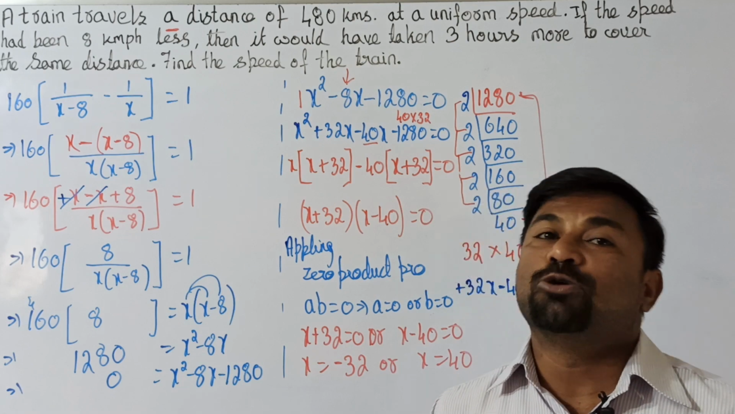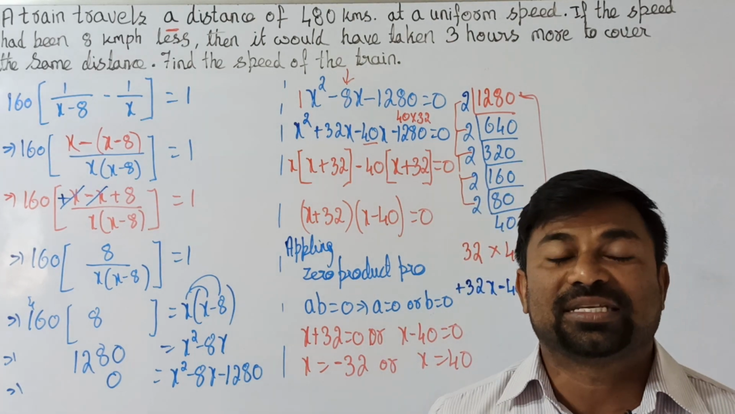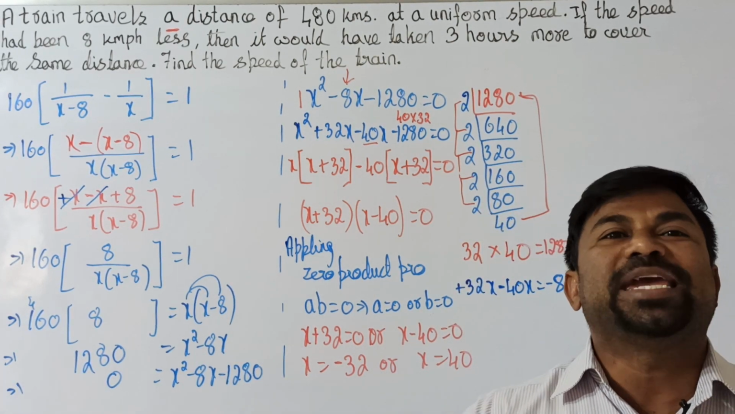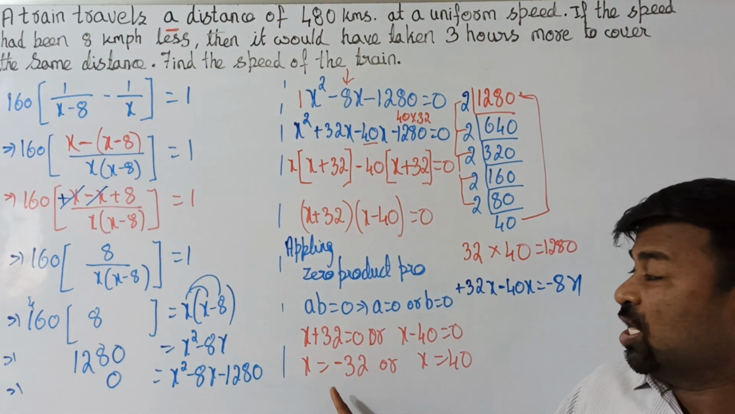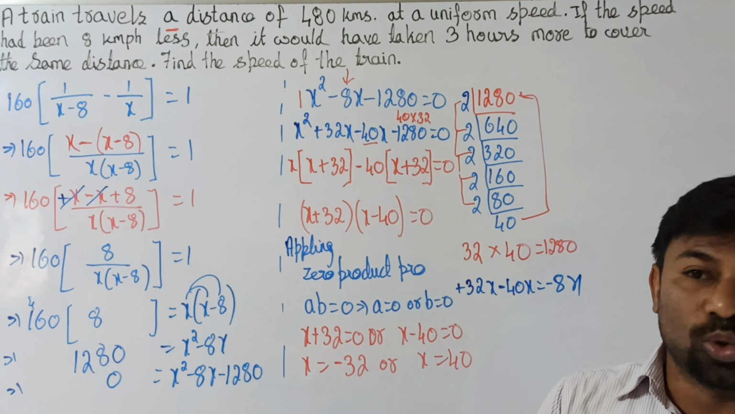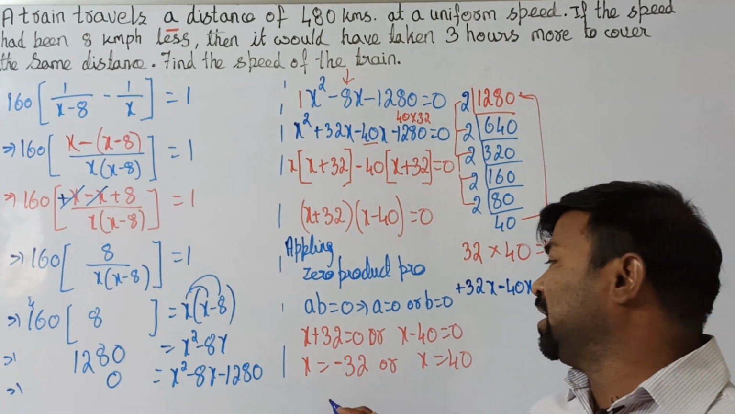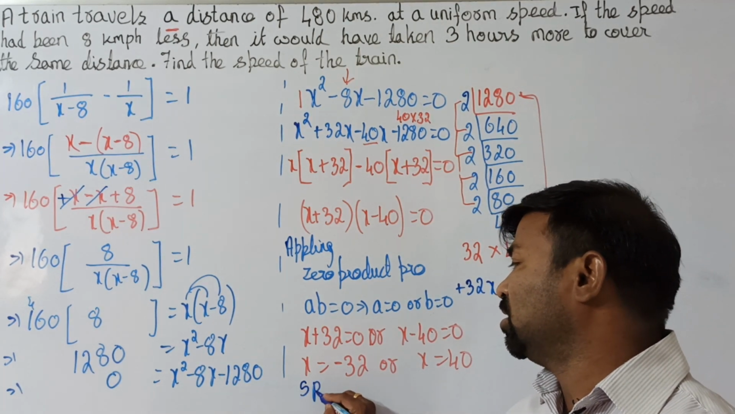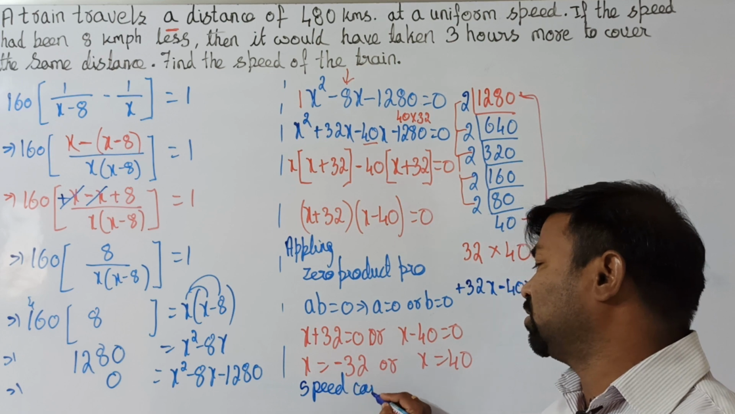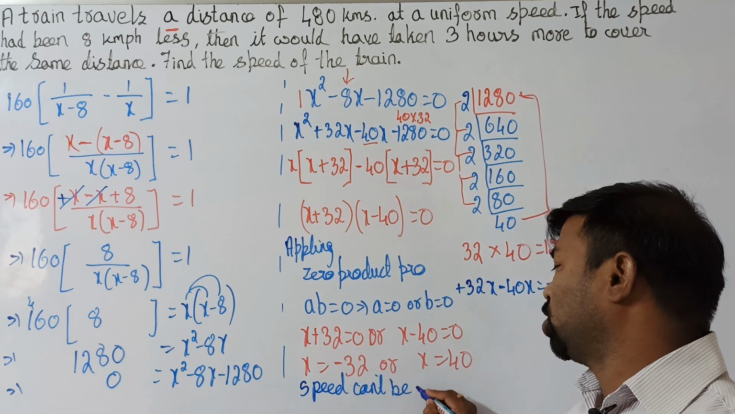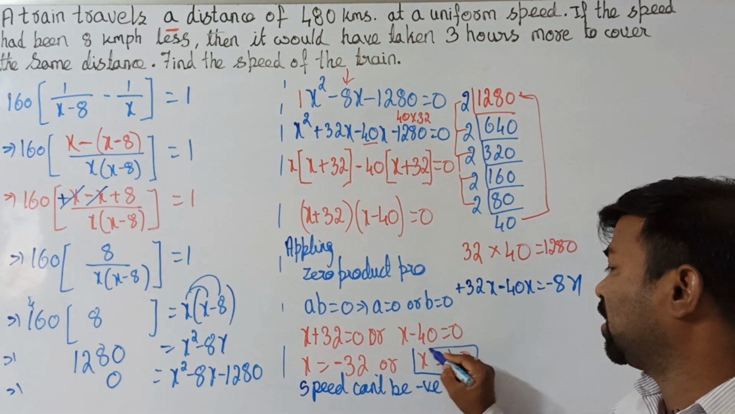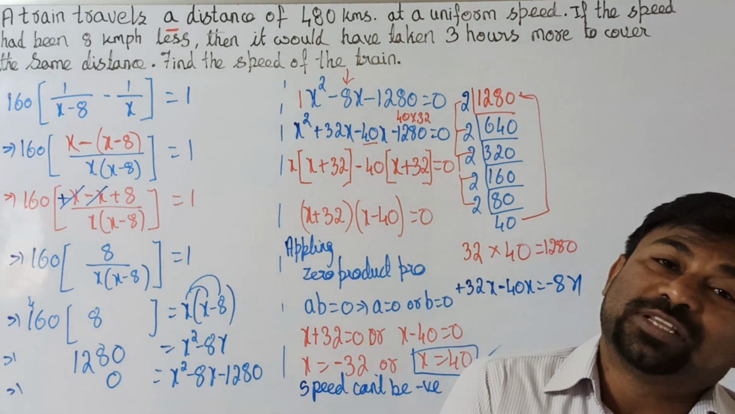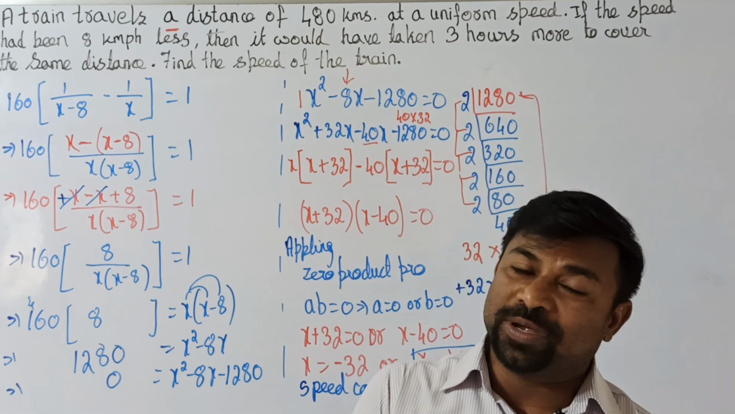Okay, now we got the value of x. What is this x? X is nothing but the speed of the train. But you know, speed can't be negative. You have to remember that one. Speed can't be negative here. So obviously, the other value will be the right one. So the speed of the train is 40 kilometers per hour.